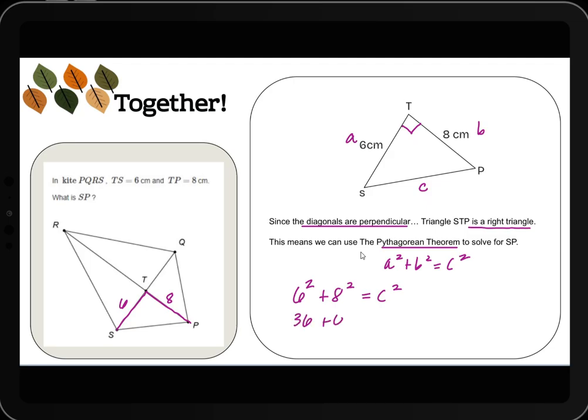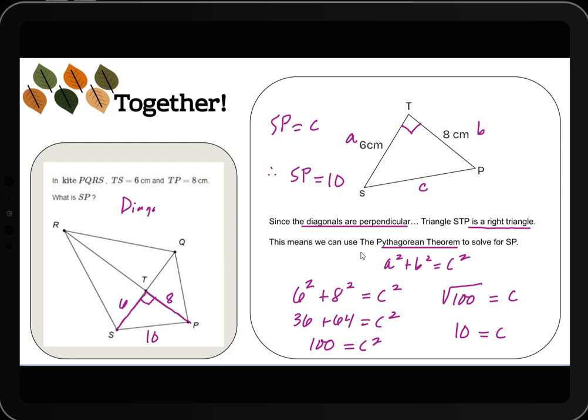That's 36 plus 64, which equals C squared. So that's going to be 100 equal to C squared. And then we take the square root of that to get C, which is equal to 10. So SP is actually the length C, therefore SP is going to equal 10 as a length. So here's an example of where we found a missing length of a kite, and we're using our knowledge of the Pythagorean theorem and the knowledge of the diagonals being perpendicular, right? Because remember, the diagonals in a kite are perpendicular. So diagonals being perpendicular indicates that we can use right triangles and rules and theorems related to right triangles to help us solve problems like this one.